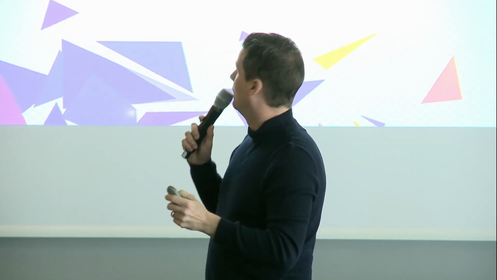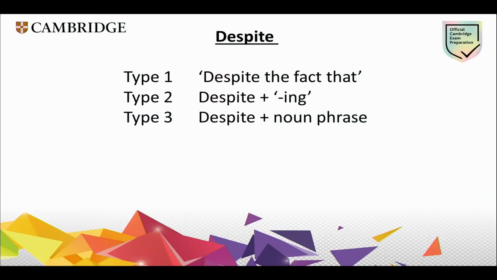And so we've got despite the fact that, and once we've looked at the language and how it all fits together and how it works, and we've done some kind of breaking it down, this is what they end up with. A type 1 despite clause, which is despite the fact that. That is the least complex of all of them. It's basically like saying although. Despite plus an ing and then despite plus a noun phrase. The complexity is going up there.